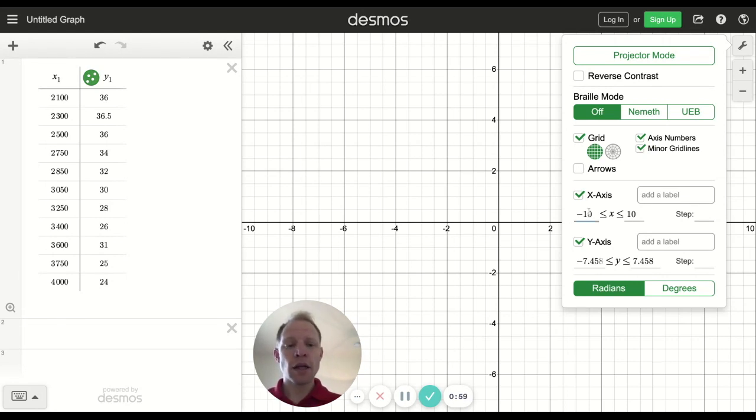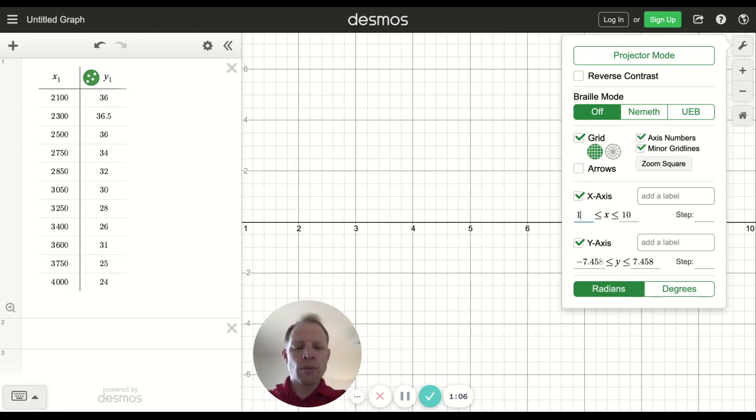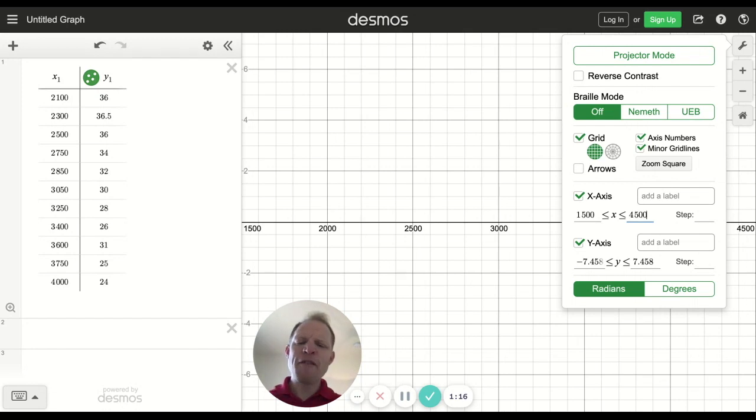So looking at our x values in our table, I'm noticing that the smallest x value is 2100. So I'm going to go down to about 1500 to give myself a little bit more space to see what's going on. Now, the larger side is up to 4,000, so I'm going to go 4,500. So I'm going about 500 extra, keeping my numbers easier to identify, okay?